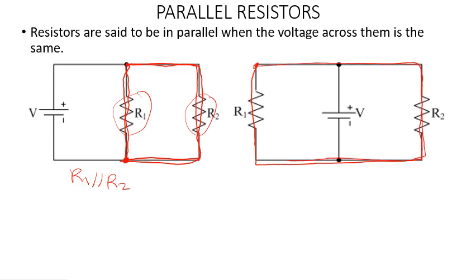I'm able to move this from this to this. I didn't encounter any third element. I only encountered the two resistors that I'm considering to be in parallel. So I can also say from here that R1 is in parallel with R2 in this diagram.